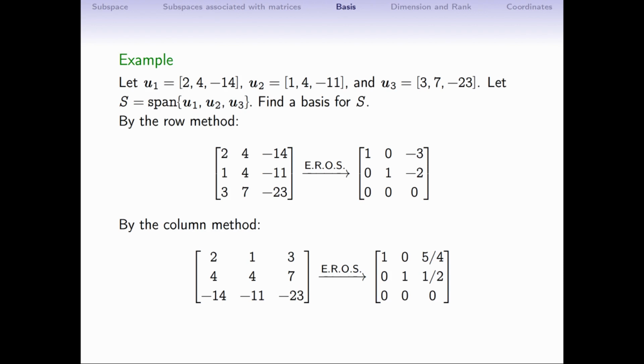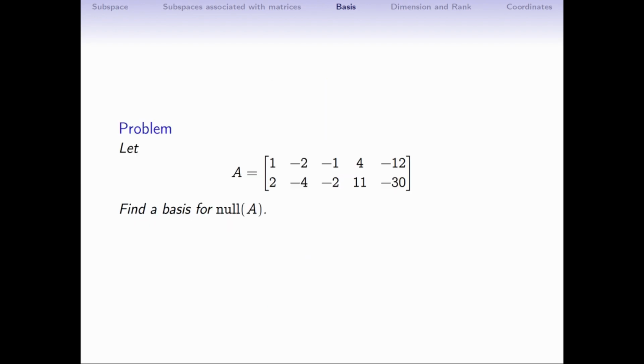Okay, so that's the row method and the column method side by side. Hopefully by seeing them on the same page, you can appreciate how they are similar to each other, but how they are different from each other. Now I want to close this section on basis by solving one more basis problem. Let A be the matrix that you see here with 2 rows and 5 columns. I want to find a basis for the null space of A. So join me at the document camera for the solution to that problem.